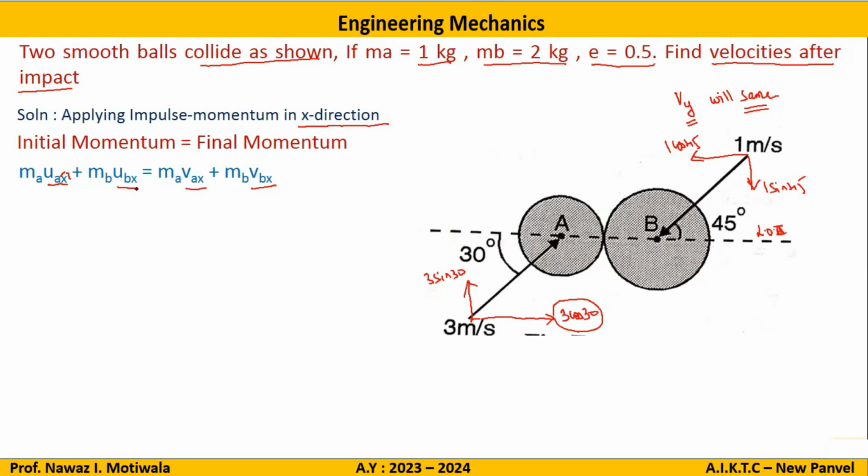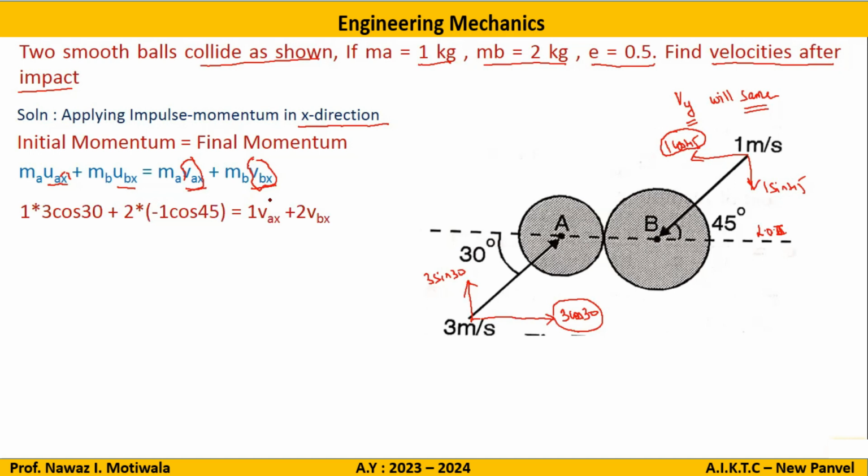UBX, that means initial velocity of B in x direction. So initial velocity of B in x direction is 1 cos 45, but as it is going towards left side, it will be minus 1 cos 45. Then MAVAX, final velocity in x direction. This is not given to us, let it be as it is. Similarly, VBX is final velocity of B in x direction. This is also not known to us, let it be as it is.